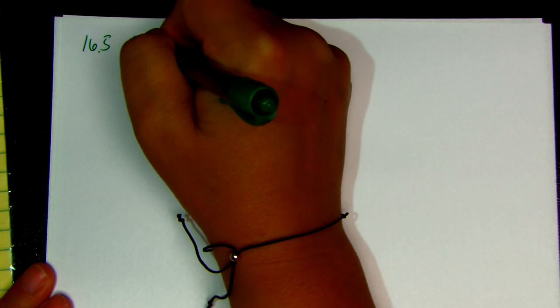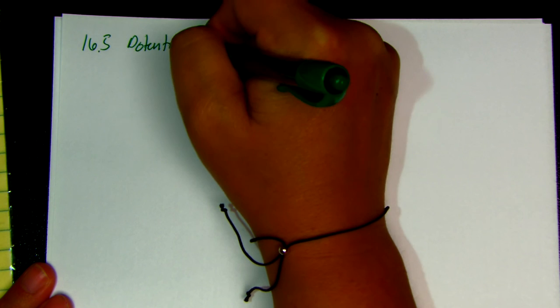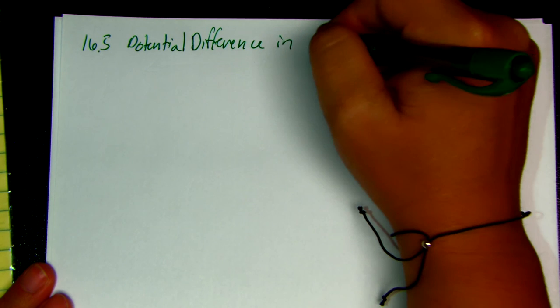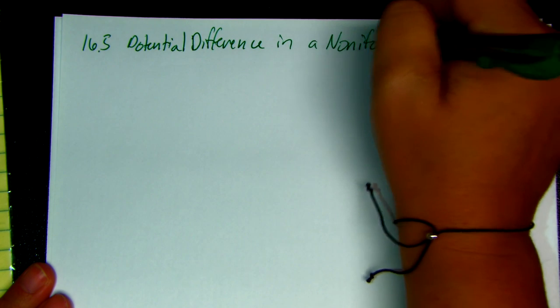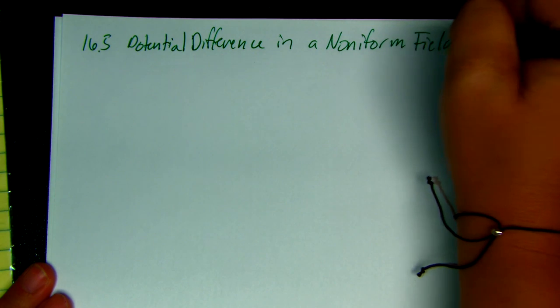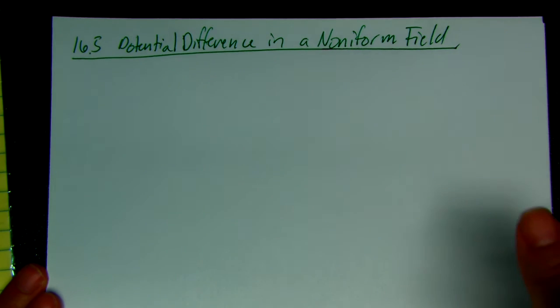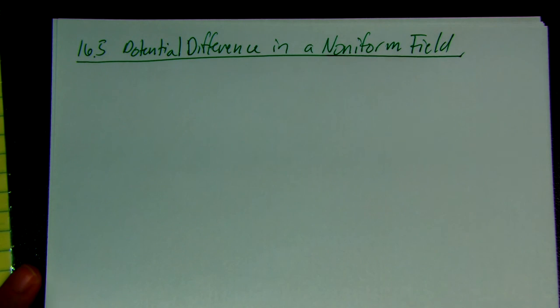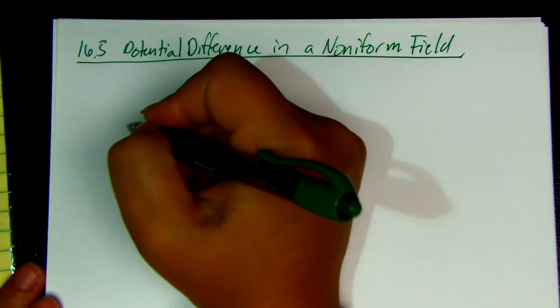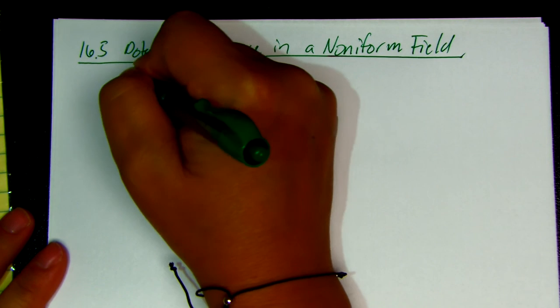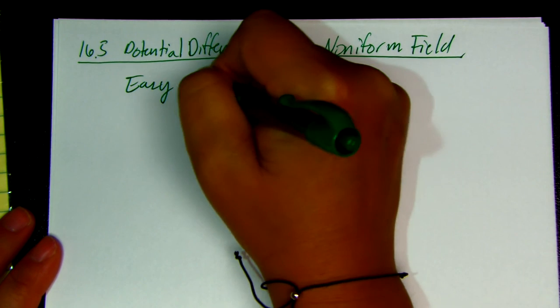All right, so moving along with chapter 16, we've talked about potential differences in uniform fields, but we've not yet talked about what we would do in a non-uniform field. So, for example, most of the objects we've been looking at besides a capacitor have non-uniform fields, like a point particle. All right, so let's look at an easy example of a non-uniform field.